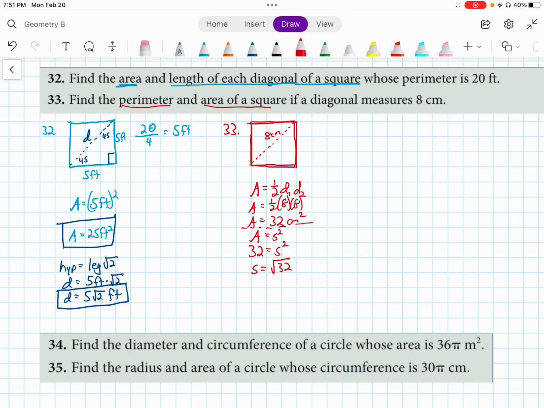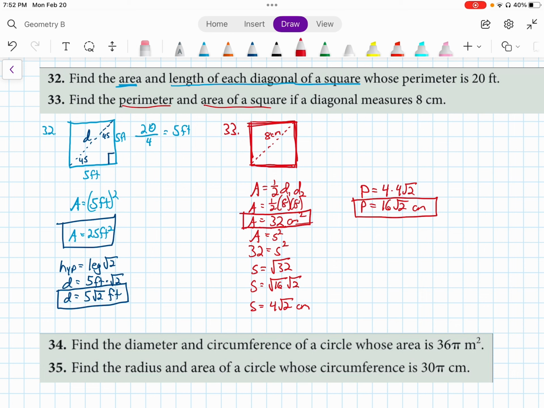We can simplify that because that's the square root of 16 times the square root of 2. So a side is 4 root 2 centimeters. They didn't ask for that, but we needed that to help us, because the perimeter is 4 times the side, since there's 4 sides. So 4 of them times 4 root 2. And so the perimeter is 16 times the square root of 2 centimeters. So we found the perimeter and we found the area.